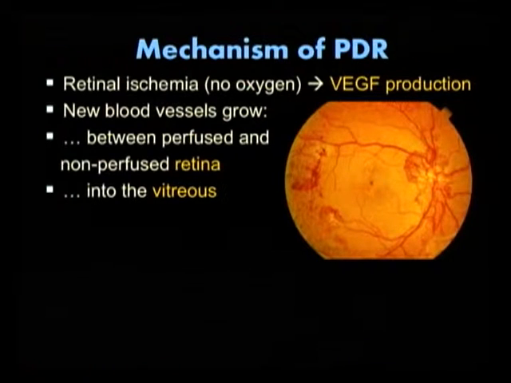In terms of the mechanism of PDR, the basic phenomenon starts with retinal ischemia, which is basically a lack of oxygen to the back of the eye. In response to the lack of oxygen, multiple ocular tissues produce a protein called VEGF, which is a very important molecule in the study of ophthalmology these days. What VEGF does is it stimulates the growth of new blood vessels. These new blood vessels that you can actually see growing throughout the posterior pole of this eye grow between perfused and non-perfused retina, and they also grow into the vitreous, which is the gel-like substance in the cavity of the eye.